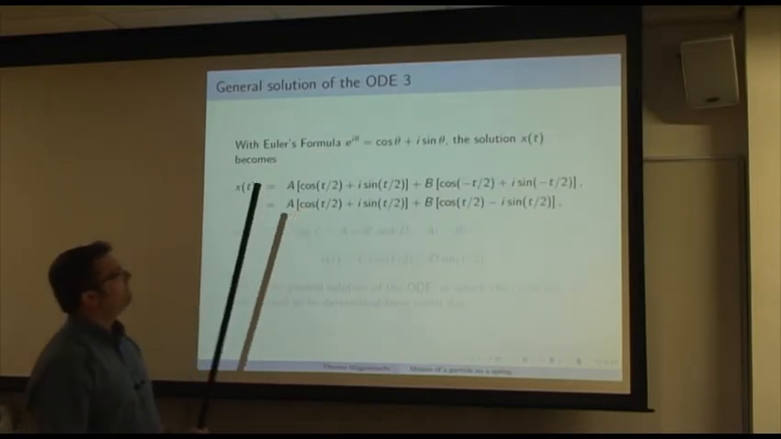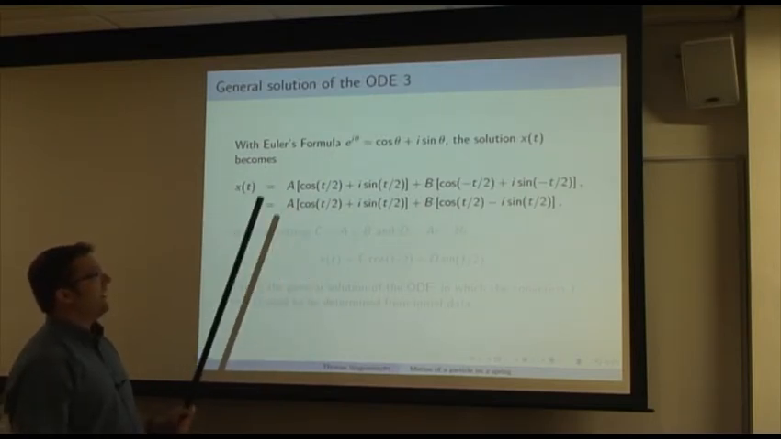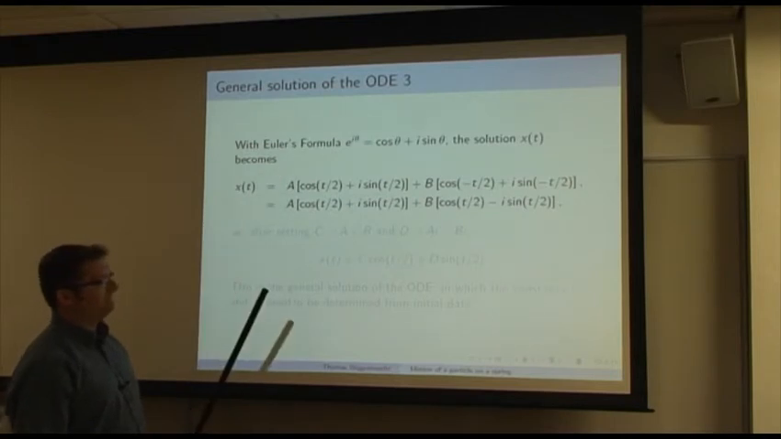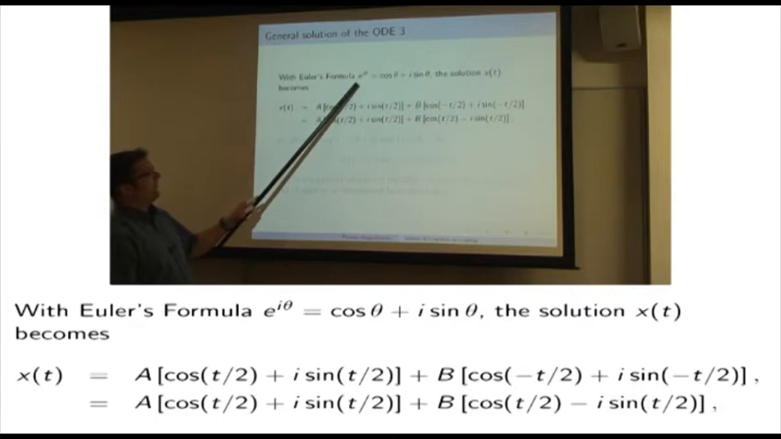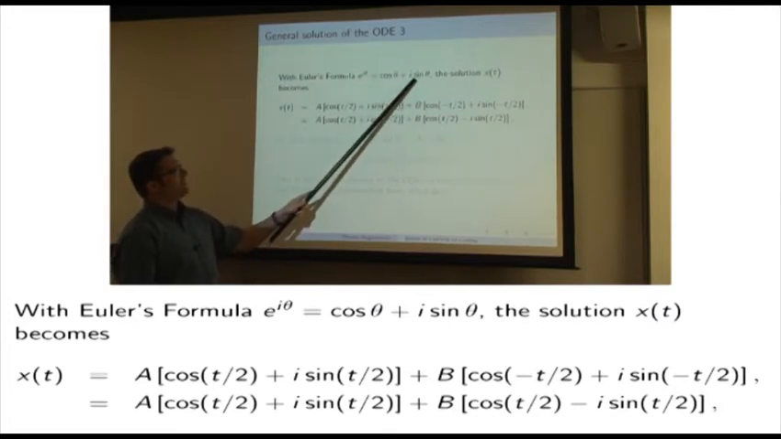And to do this, we need to use one of the major formulas in the analysis of complex numbers, which is known as Euler's formula. You probably remember this, at least you should. Euler's formula tells you that a number e to the i theta has real part cos theta and imaginary part sine theta.